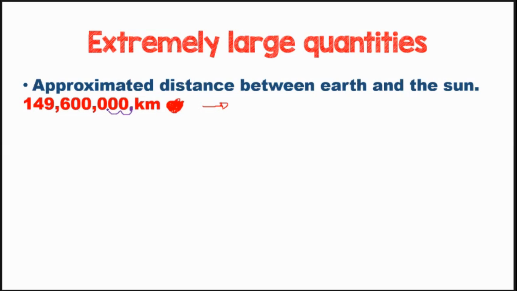1, 2, 3, 4, 5, 6, 7, 8. We have to move 8 decimal places to come up with 1.496. And then the remaining zeros will be dropped since they are not significant.